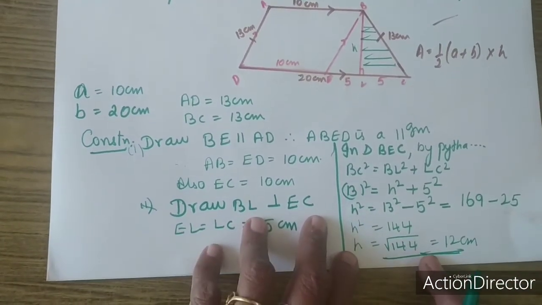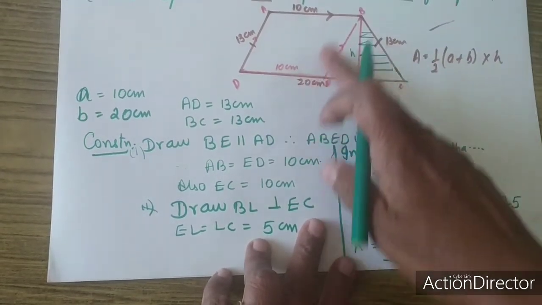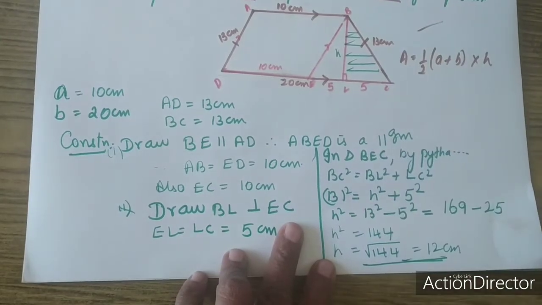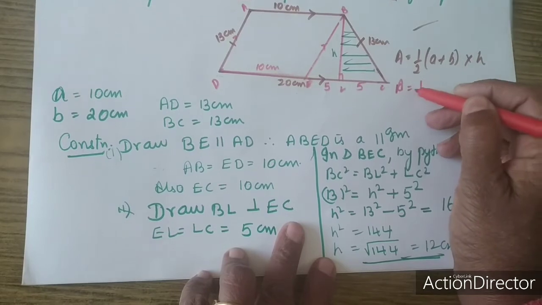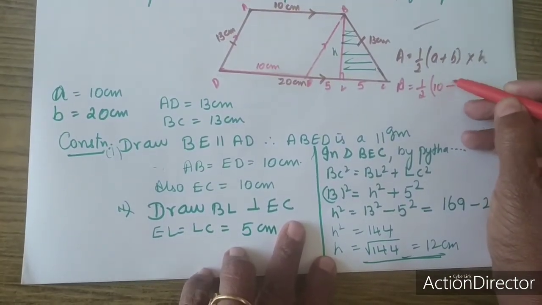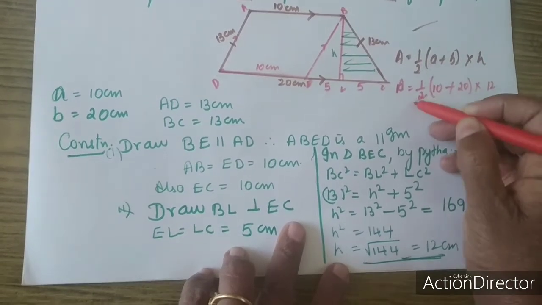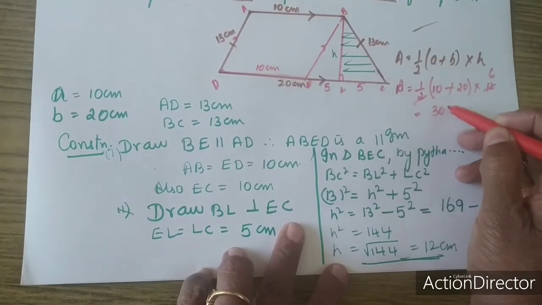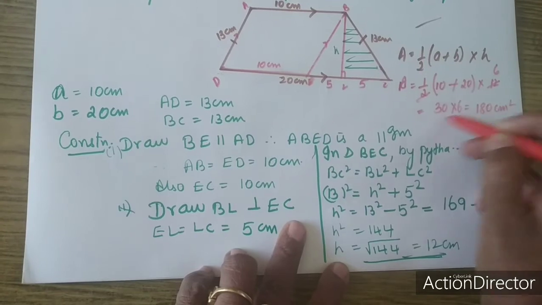Now you have calculated the height of this triangle. So you have the sum of parallel sides and height. Therefore we can find the area of trapezium. So area of trapezium will be equal to half into the sum of parallel sides, 10 plus 20, into height, which is 12. So this is cut. So 30 into 6 is equal to 180 centimeter square.